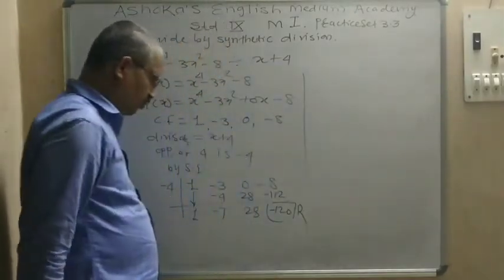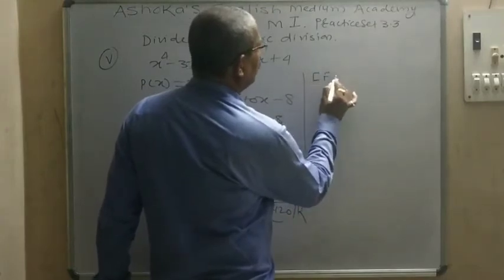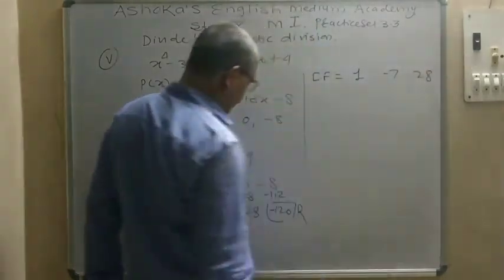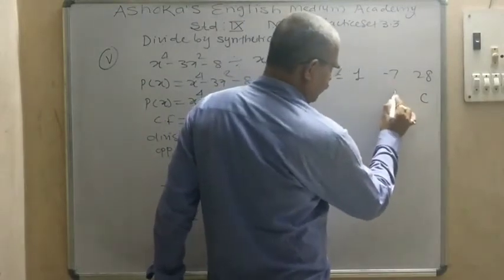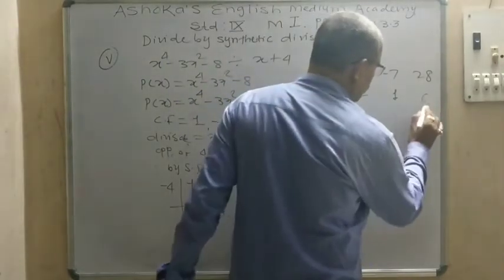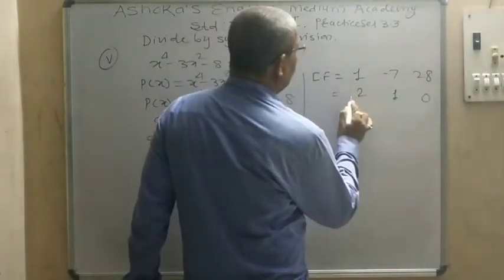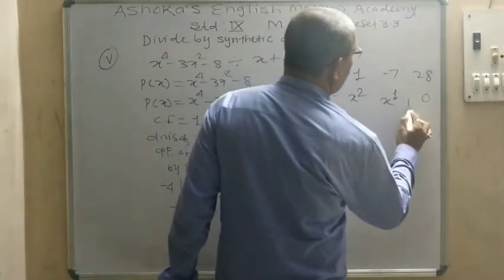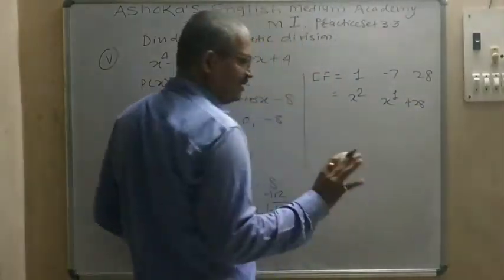Now we will convert it into index form. CF, what is that? 1, minus 7 and 28. Then here it is 1, here it is 2. You may take it a different way also, here you may take 0, no matter. Then what will happen? Here you want x, so x, here it is x, and this 28 raised to 0. Okay, no need to write 0 actually.